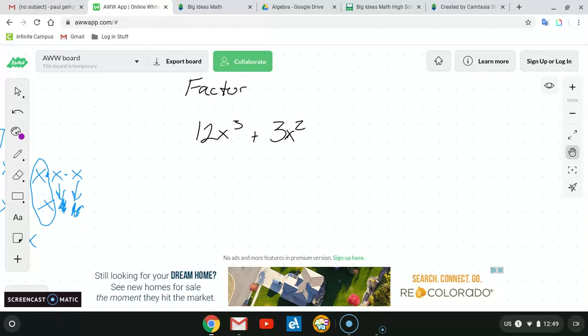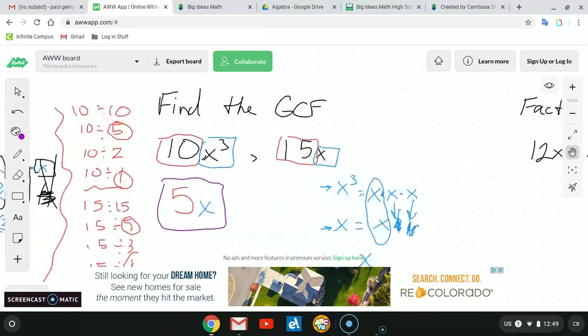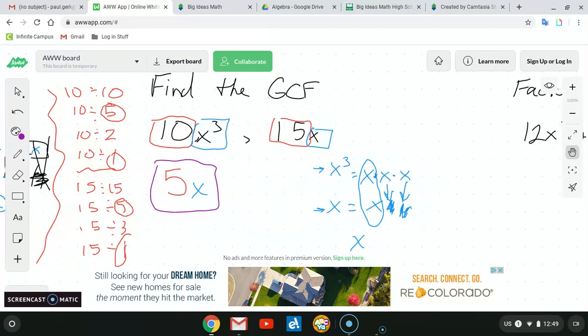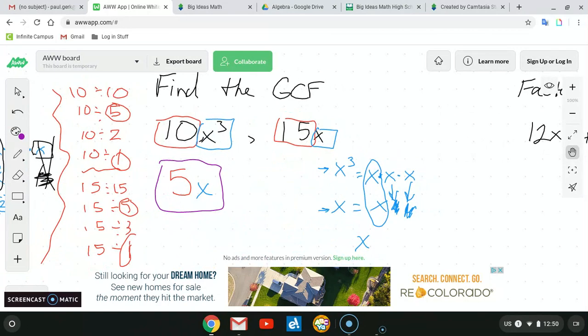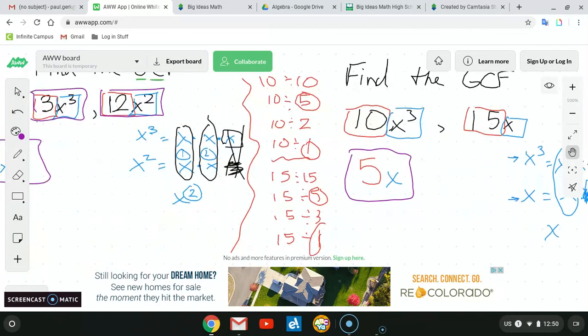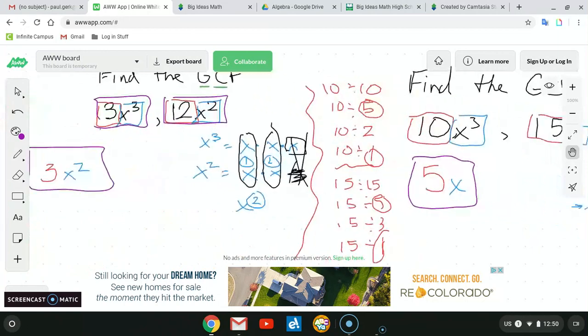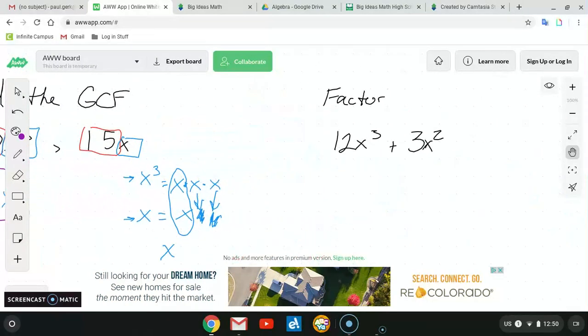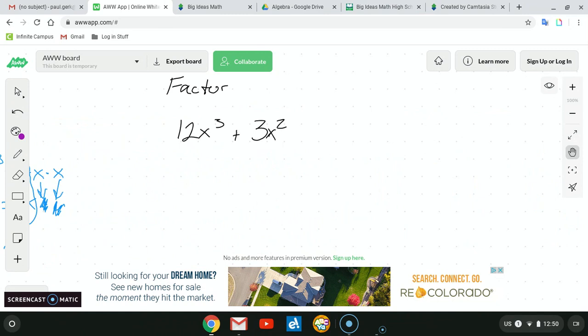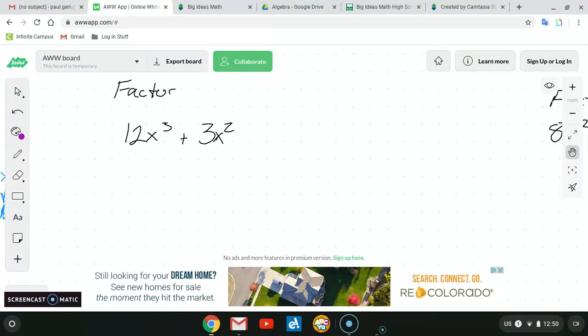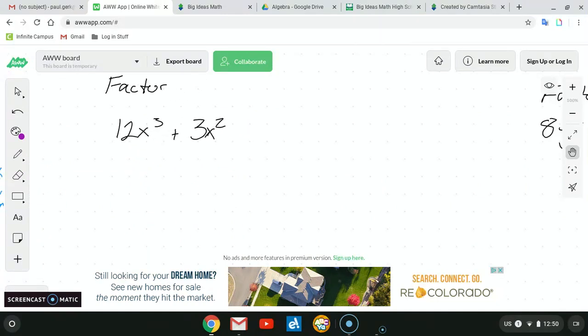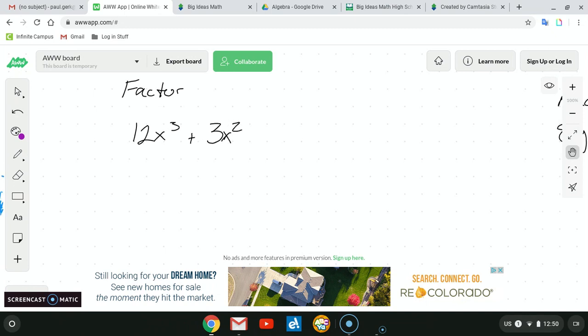Let's see what we got here. We're going to use our GCF now to factor. You will not see any problems like this in your assignment on big ideas, but you will need to know how to find the GCF of monomials in order to factor. So this is the first factoring problem that you guys are going to see. Factoring is just the fancy way of saying undoing. So we're just going to undo a lot of math here now.